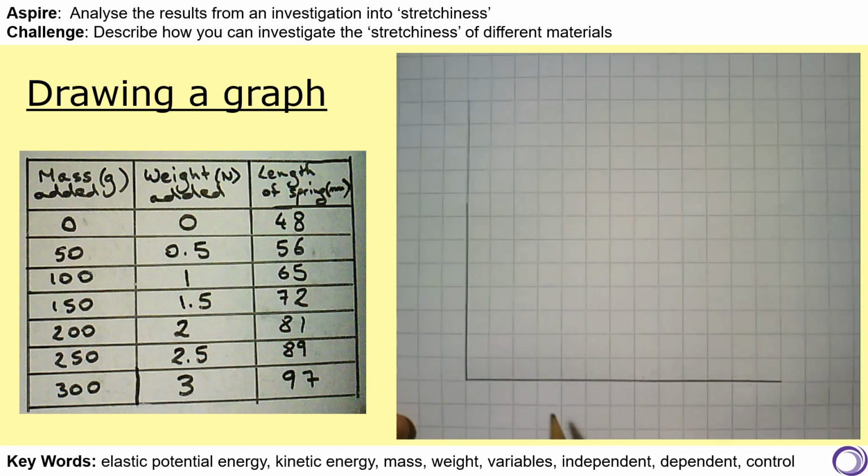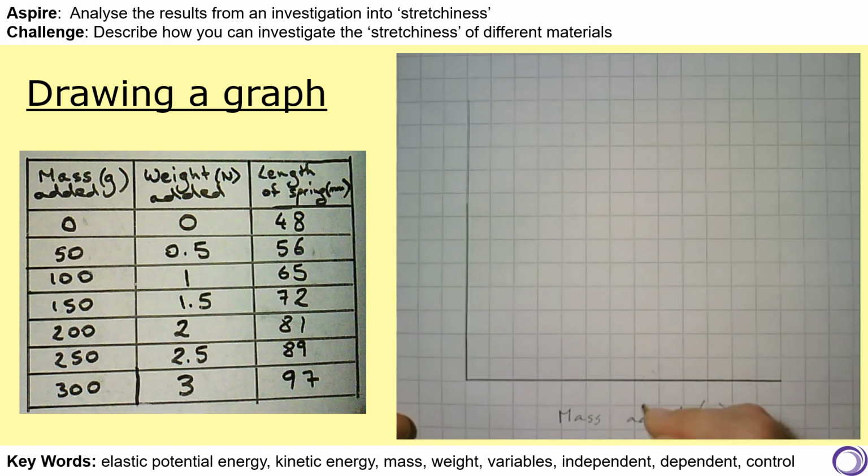So in science, on our bottom axis, our x-axis, we usually put our independent variable. So this is what we have changed in the experiment, okay? So remember, in this experiment, what we changed was the amount of mass that was added. So we're going to put here our mass added, and we put the unit, which is grams.